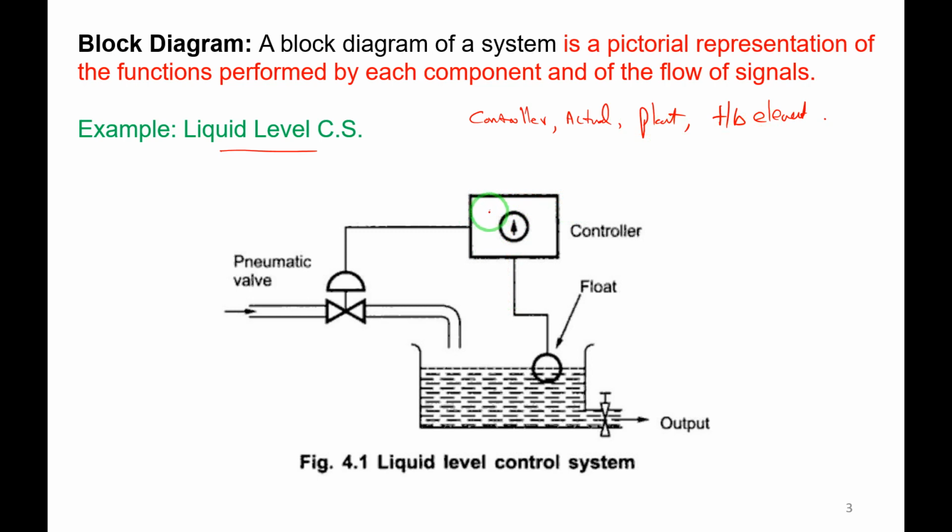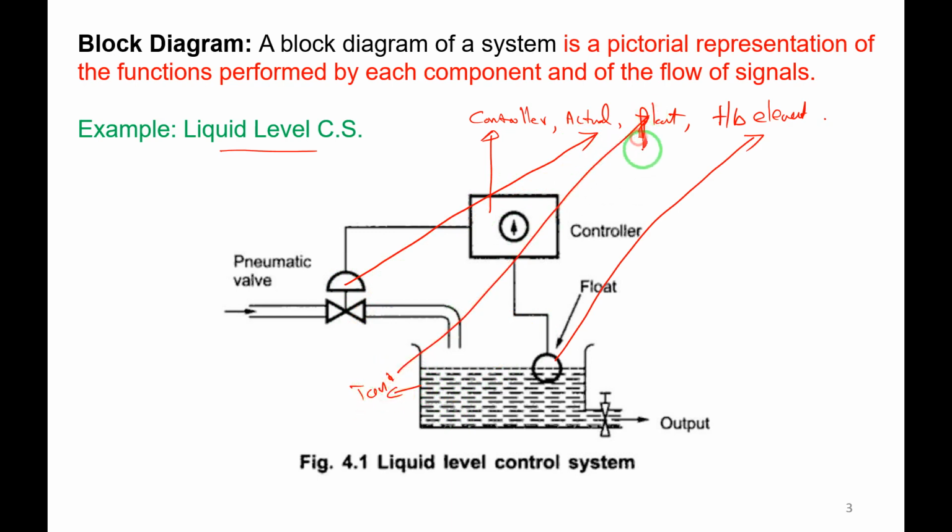This block is the controller. Then the actuator, and the float is the feedback element, right? Then what about the pneumatic valve, the opening and closing of the valve? This acts as an actuator, so I'm drawing the arrow mark here. Then the tank itself is the plant or process or mechanism. Here it is the plant. And the float is the feedback element.